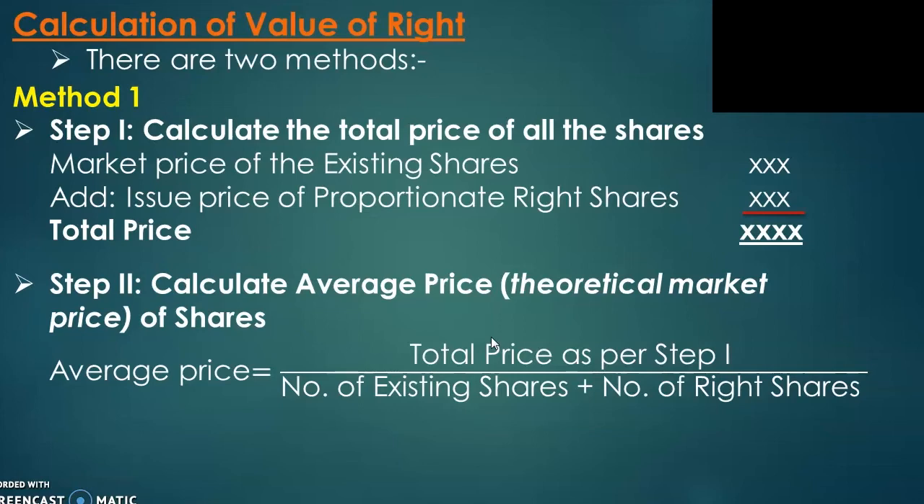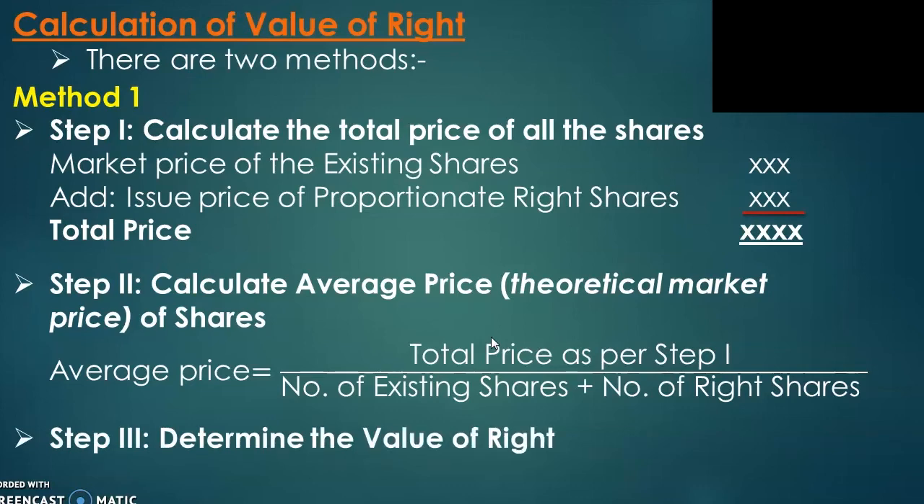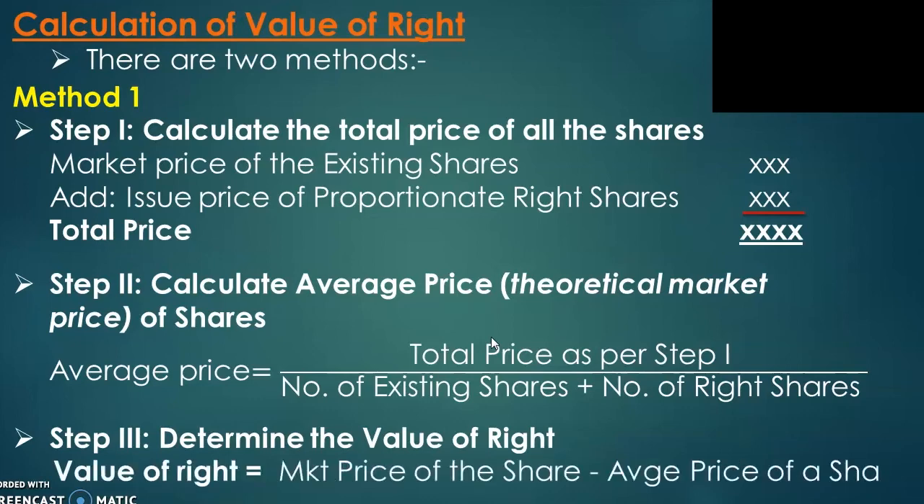The last step is to determine the value of right. How do we determine the value of right? There is an equation for that. Value of right is equal to market price of the share minus average price of the share. Market price is normally given in the question paper. The average price we already calculated through the second step. This is the way as per method 1.